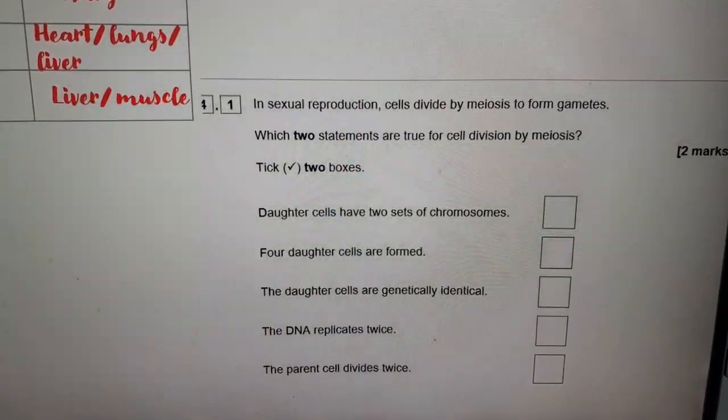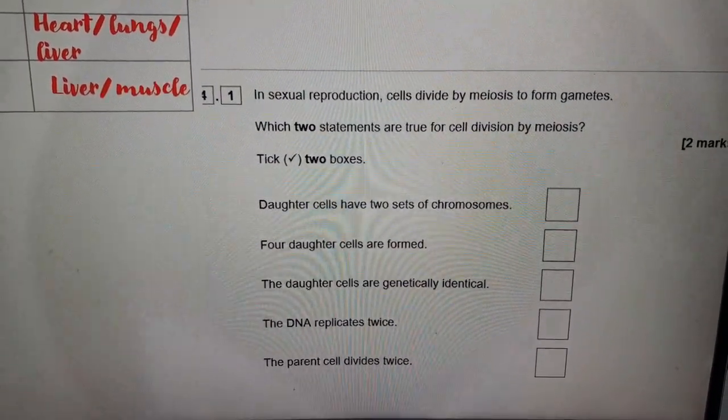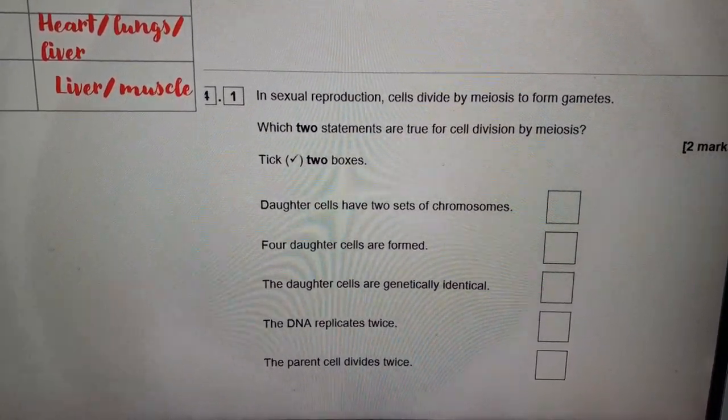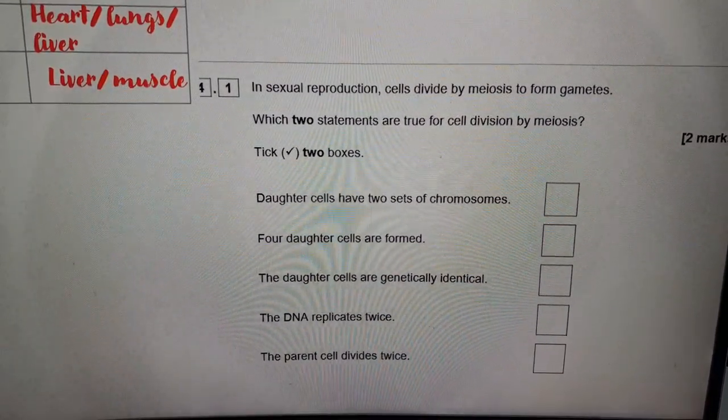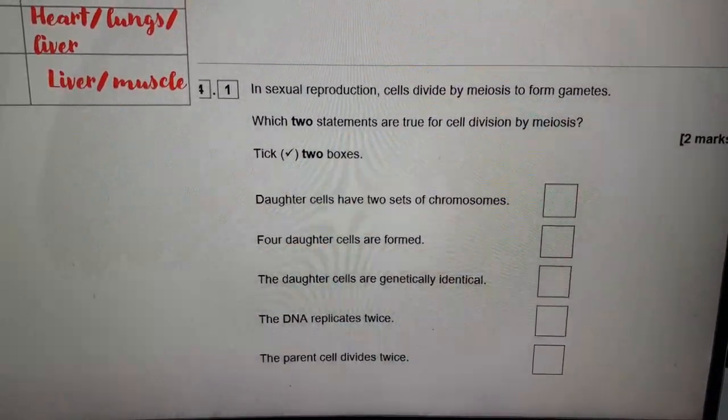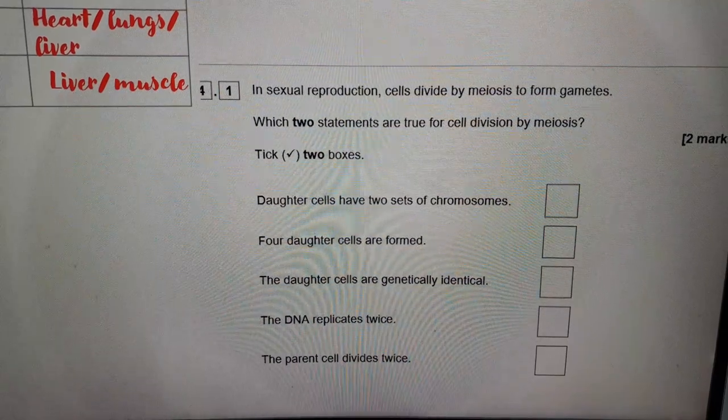And we are going to have a go at another question. It's question 4.1, if you want to locate it on your paper. So here we go. In sexual reproduction, cells divide by meiosis to form gametes. Which two statements are true for cell division by meiosis? Pause the video and pick the answers.